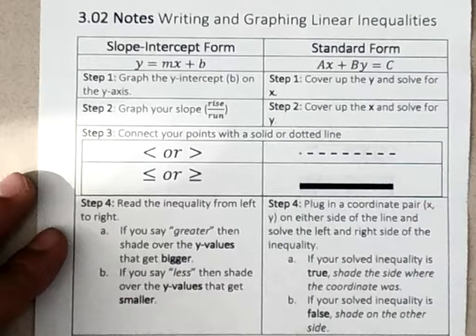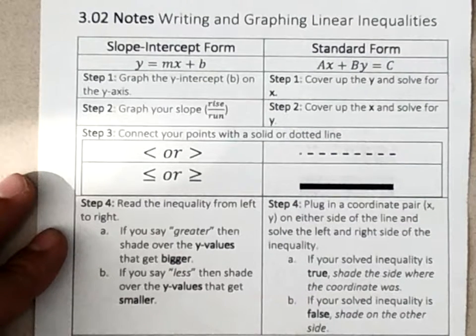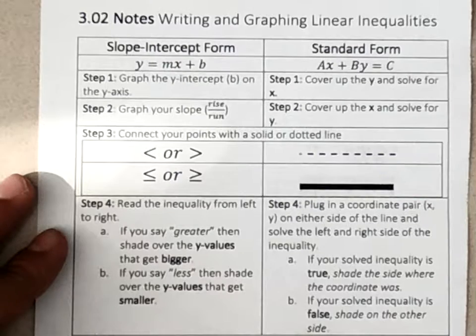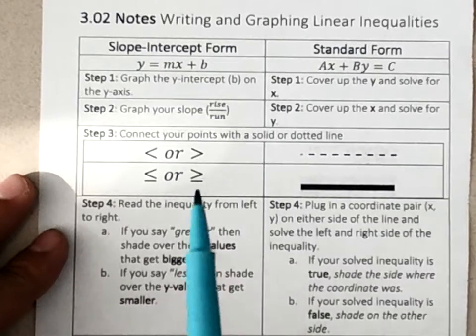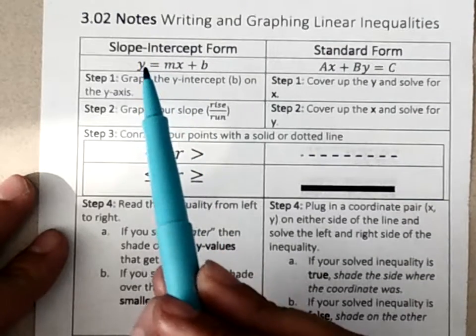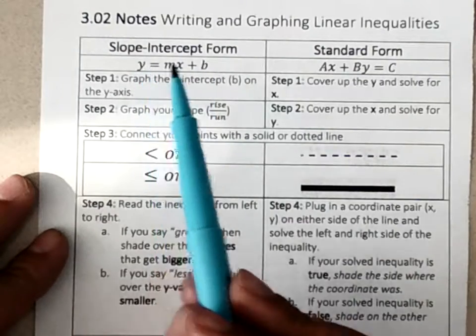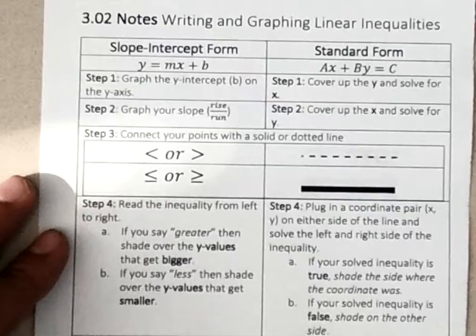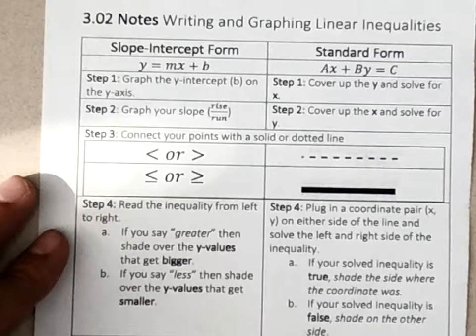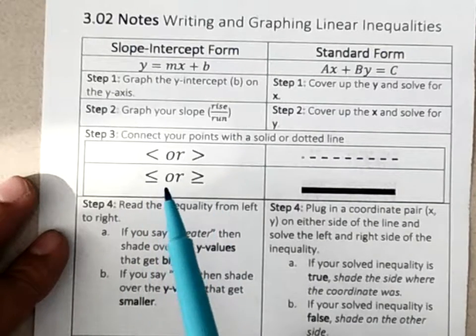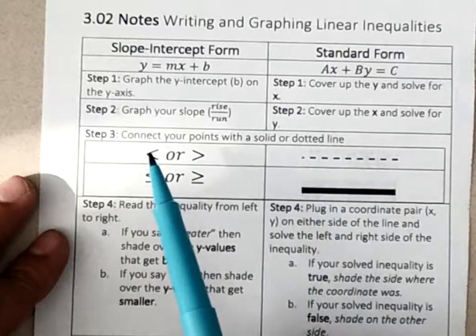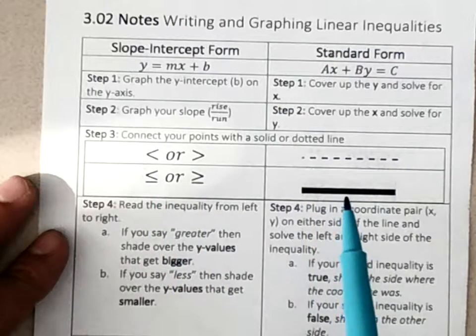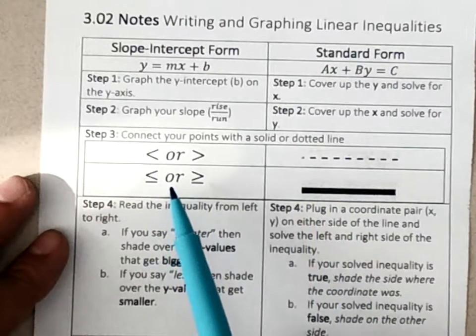In these notes, we are going to review how to graph linear inequalities. And I have given us steps for when things are in slope-intercept form, which is y equals mx plus b, and standard form, which is ax plus by equals c. Remember that when it comes to inequalities, we use a dotted line when there's no equal sign, and we use a solid line when there is an equal sign.